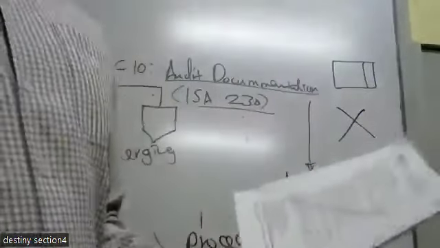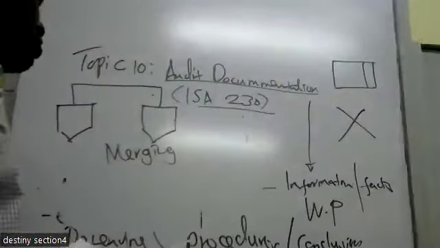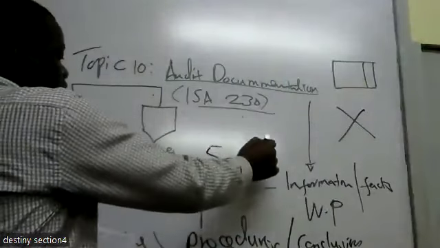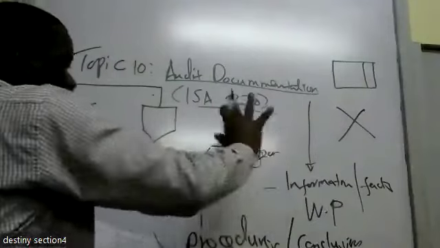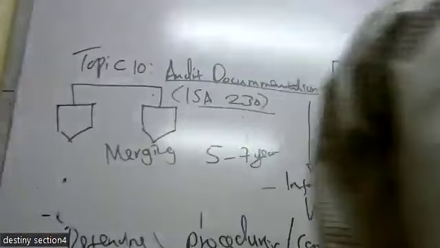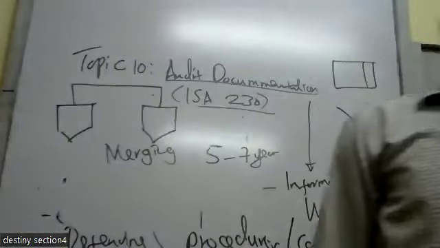They should be kept for a sufficient period of time, between maybe 5 to 7 years. That's what is considered to be a sufficient period of time. So auditors are obligated to maintain those working papers for between maybe 5 to 7 years.